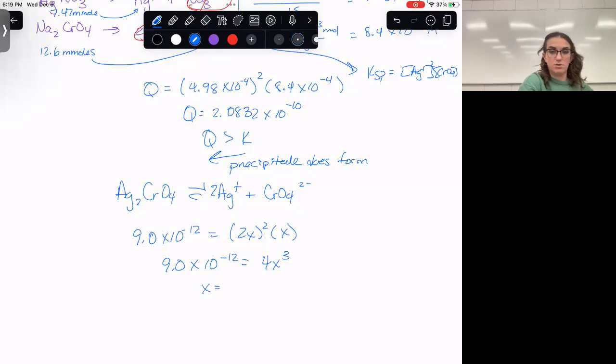So X, once you solve this out, would be equal to 1.3 times 10 to the negative 4 molar. Because we need to know how much we're allowed to have at equilibrium. Right. Yep, this is the maximum amount we can have, and then everything else above that will make it shift towards products, or shift towards precipitate. Yep.